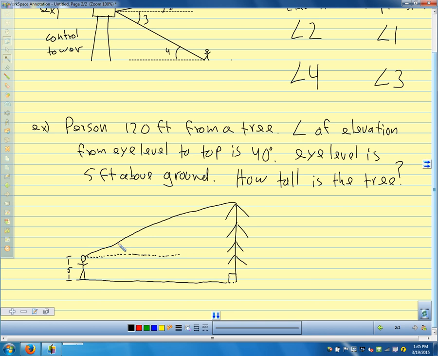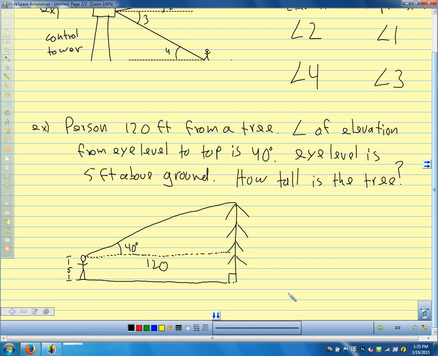So the angle of elevation here is 40 degrees. Angle of elevation is up from the horizontal at eye level. And it says this person is 120 feet from the base of the tree, so that is 120.